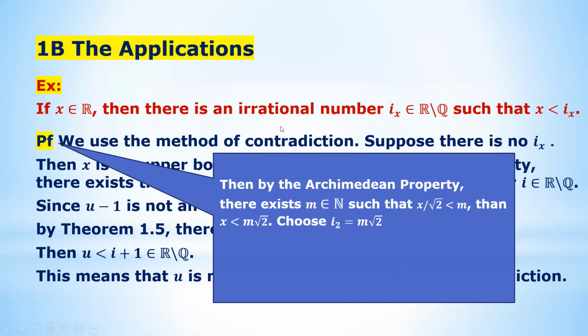So in the test, problem number two is a slight variation of this one. The question is, for every x, now you're looking for two irrational numbers, I1 and I2. I1 is smaller than x, I2 is greater than x. Okay, so this problem is very related.